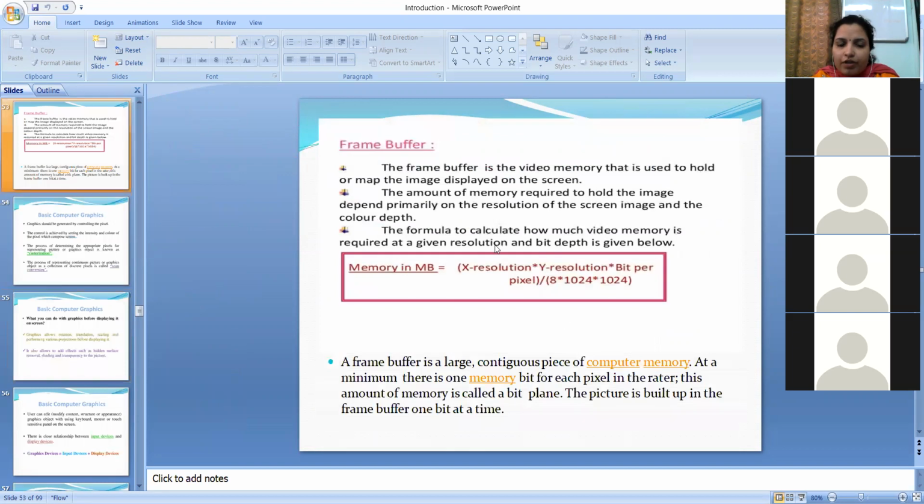Next term is frame buffer. A frame buffer is a video memory that is used to hold or map the image displayed on the screen. Whatever I am going to display on the screen or monitor, I need to store that information in memory, temporary memory. For that I am going to use this frame buffer. So the frame buffer is storing the information about the image on the output screen.